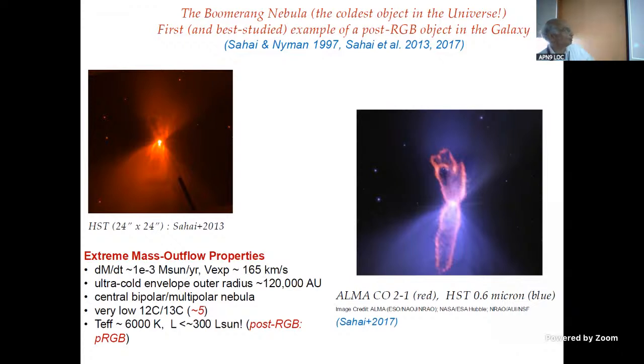This object has extreme mass outflow properties, a mass loss rate of 10 to the minus 3 solar mass per year, and a very high expansion velocity. The ultra cold envelope is very, very large. The ratio of 12C to 13C is very low, close to the equilibrium value. But the most important thing is the luminosity is only about 300 solar luminosities. So this cannot be an AGB, post-AGB object. On the right-hand side, you see the ALMA CO image overlaid on the HST image. You can see the beautiful structure in the center very clearly.